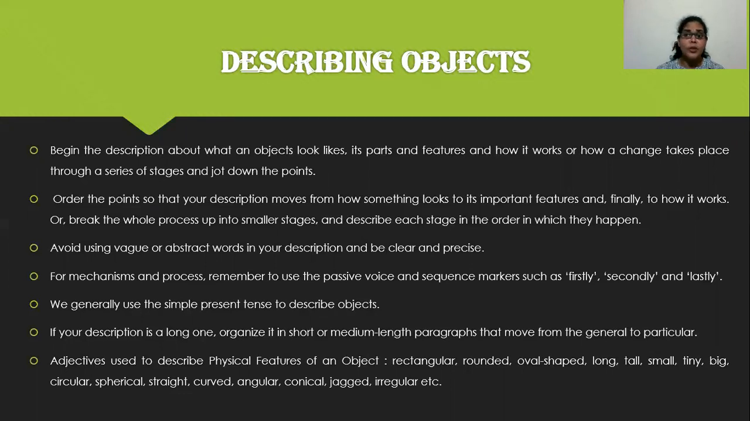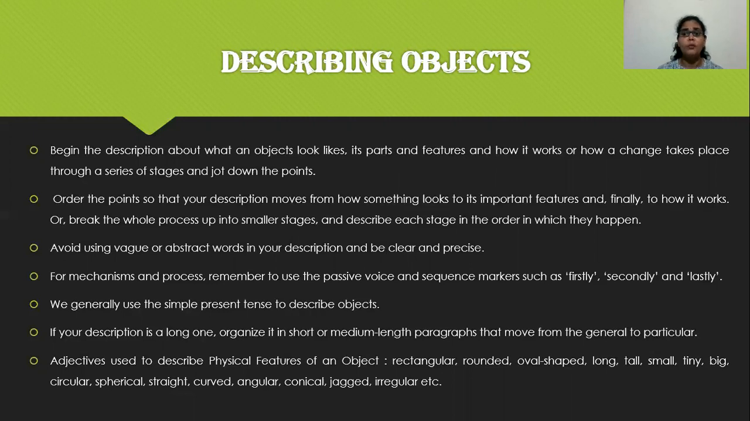Now students, when you're explaining, do not use abstract words much, do not use vague words, use simple terms to explain that particular object. It should be very clear, very precise. Don't beat around the bush. When you're explaining its mechanism and its process, always use passive voice. You can also use sequential markers like initially, in the beginning, firstly, secondly, lastly, finally. So there will be some kind of coherence when you're explaining that particular object.